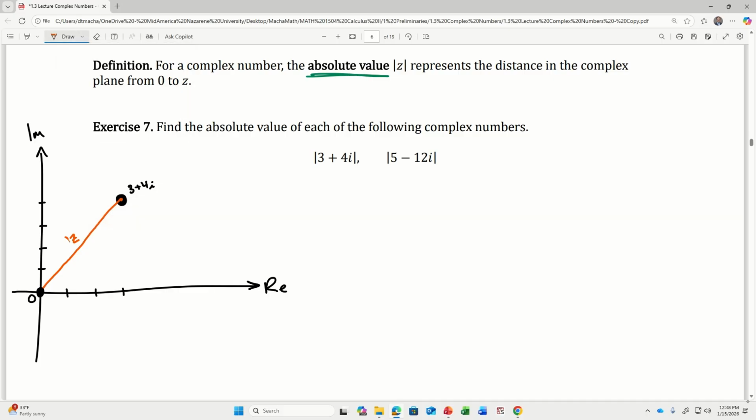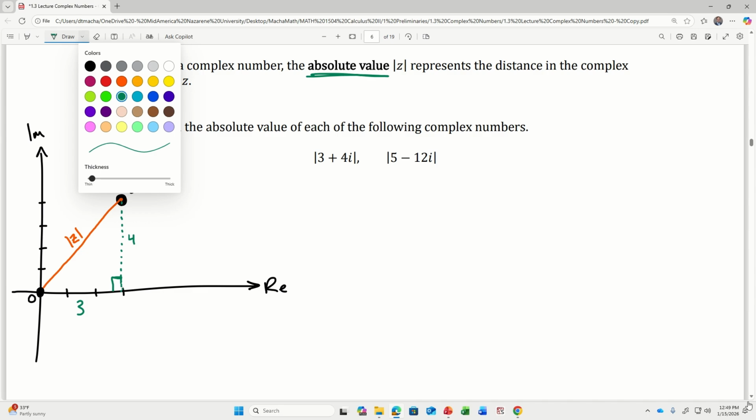5 units. How did you know that? Pythagorean theorem. So you're absolutely right. I've got a little right triangle here. And the horizontal side of this triangle has length 3. The vertical side of this triangle has length 4. So if I want the hypotenuse, which is the shortest distance from the origin to my number, I have to take 3 squared plus 4 squared. That's 9 plus 16. That's 25. I take the square root of 25, and that gives me the absolute value here.